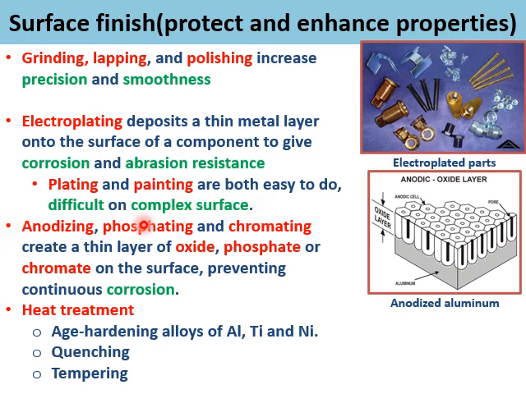Anodizing, phosphating and chromating create a thin layer of oxide, phosphate, or chromate on the surface, preventing continuous corrosion. And here is the heat treatment, for example age hardening of alloys of aluminium, titanium, and nickel. And then you have quenching and tempering, which you have already learned in engineering materials.